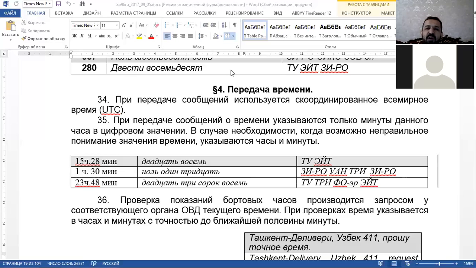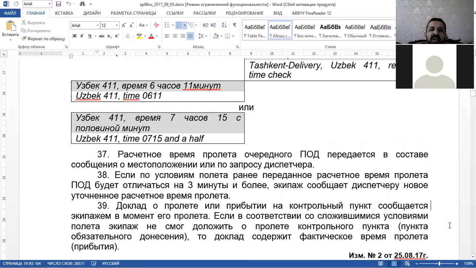Before starting work, or before the radio check, you can also ask the time. You coordinate the time. The pilot will ask the controller what the correct time is in order to check the watch. This is usually coordinated with the delivery. For example, calling Tashkent Delivery: Uzbek 411, request time check. This means the pilot wants to check the proper working of the watch, that the aircraft clock shows the correct time.